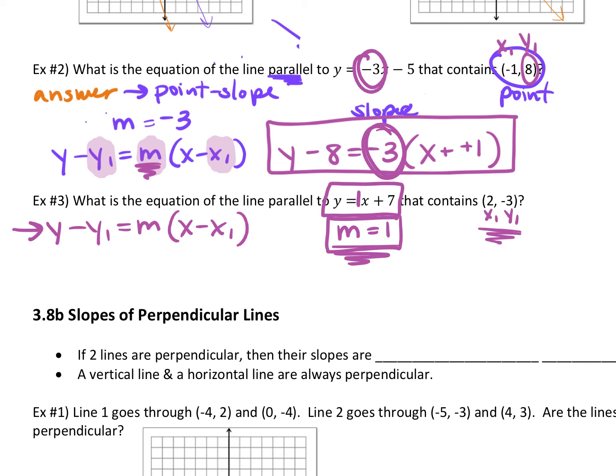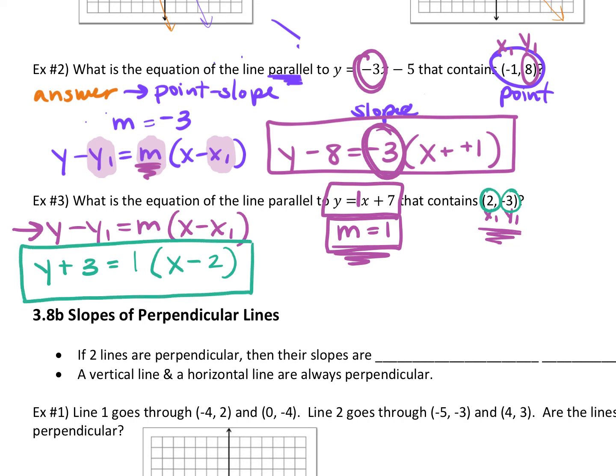All right, so tell me, what's your equation? Is it y plus or y minus? Plus what? 3. Y plus 3, right? It's y minus a -3. What's m? The 1 times x plus or minus? Minus. What's our number? 2. Okay, so that's your equation.